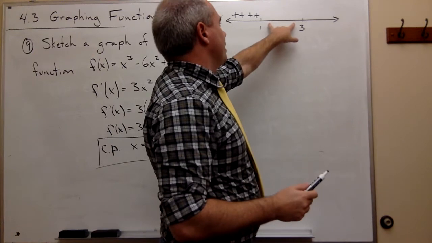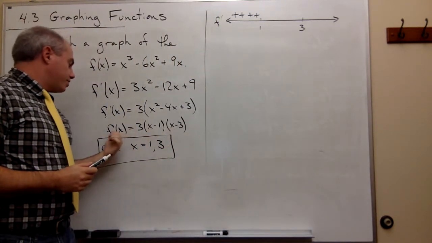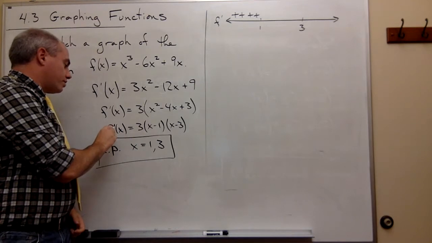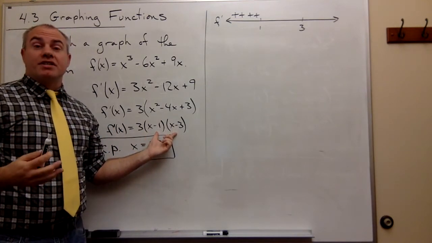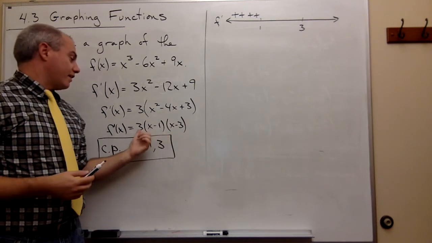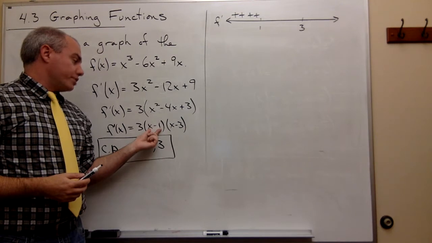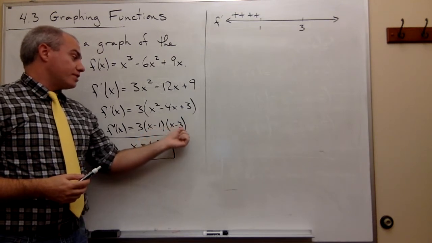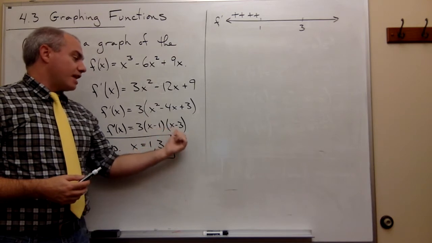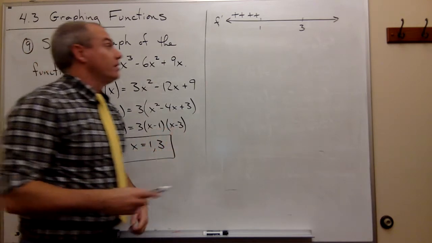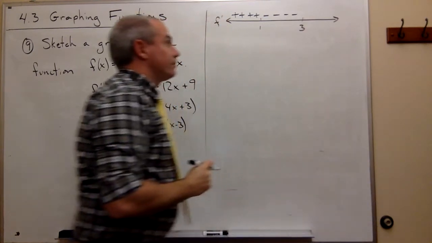If I take something in here like 2, I'll do the exact same thing. I'm going to plug 2 into this first derivative right here. But I don't really care what the number is. I just care if it's positive or if it's negative. So 3 times 2 minus 1, well, that's 1, which is positive. And 2 minus 3 is negative. So it's 3 times a positive times a negative, which is negative. So I'll fill this in with negatives.